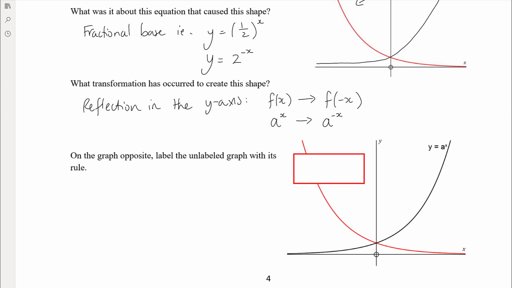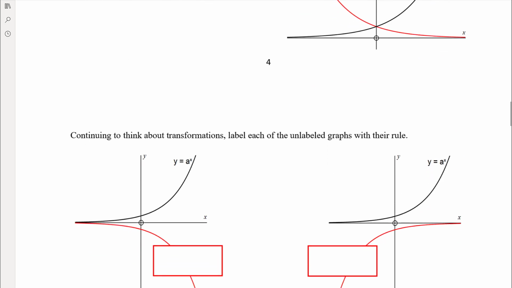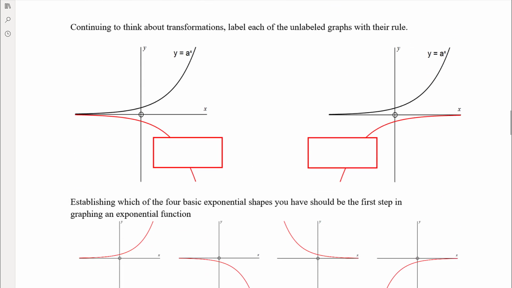So here on the graph opposite, label the unlabeled graph with its rule. This is a to the power of x reflected in the y-axis, so it will be a to the power of negative x. If we then think about our other reflections, that's the first thing I want you to think about when you're looking at an exponential graph. Have there been any reflections? Hence, which way up does my graph go?